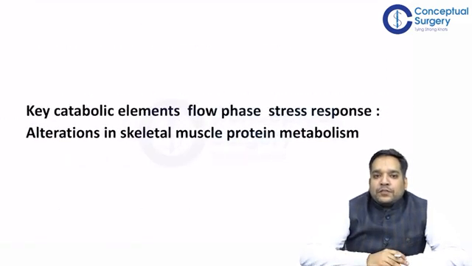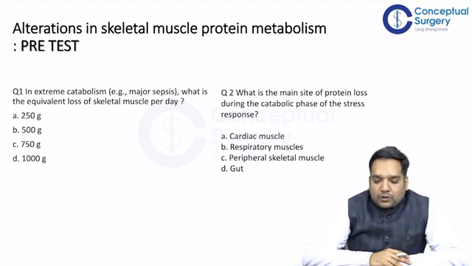The first topic is alteration in skeletal muscle protein metabolism, which happens in the catabolic phase of the stress response. These are some MCQs, the answers of which you will find in the text and also in the post-test. The first question is, in extreme catabolism, what is the equivalent loss of skeletal muscle per day? 250 gram, 500 gram, 750 or 1000 gram.